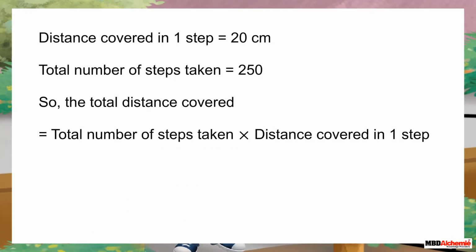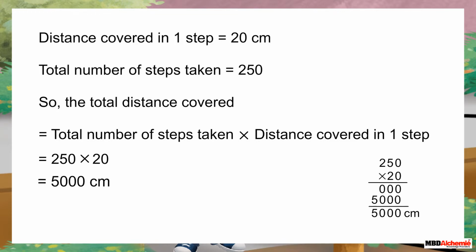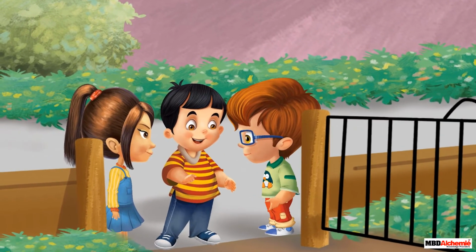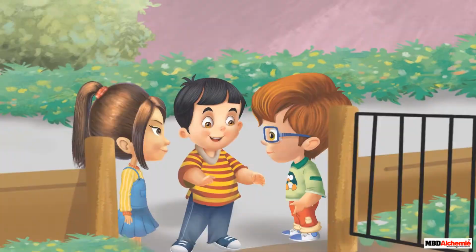Now Sid says he covers a distance of 20 centimeters in one step. So in 250 steps, he covers a distance of 250 multiplied by 20, which is equal to 5,000 centimeters, or we can convert it into meters as 50 meters. In this way, Sid measures the distance between his home and park.